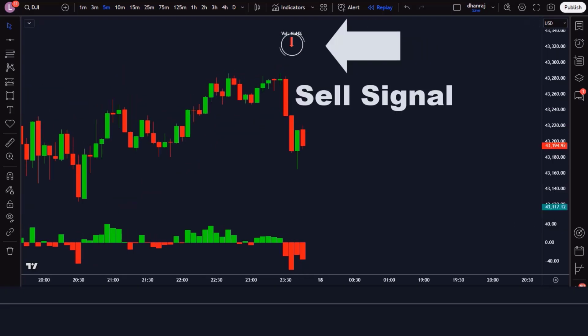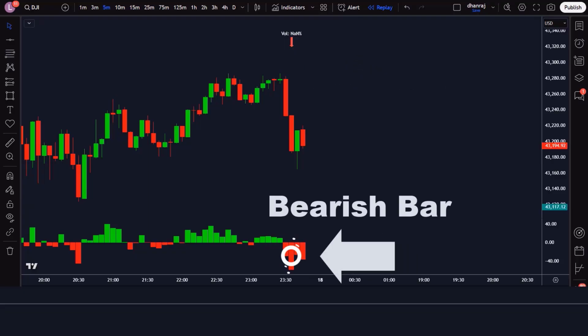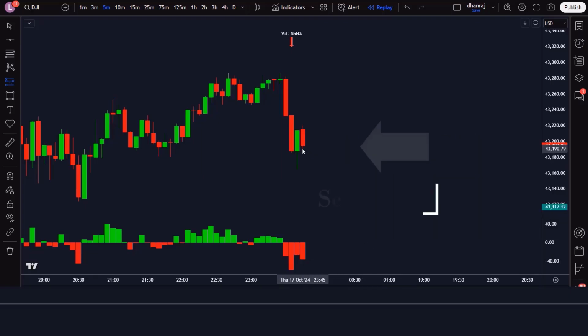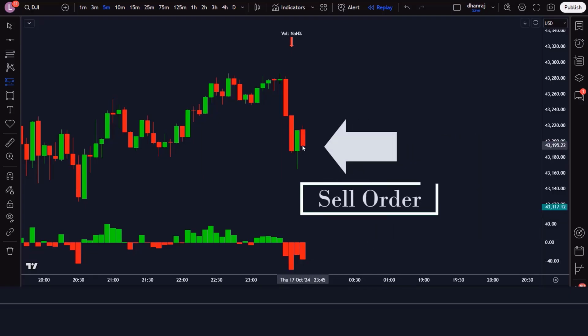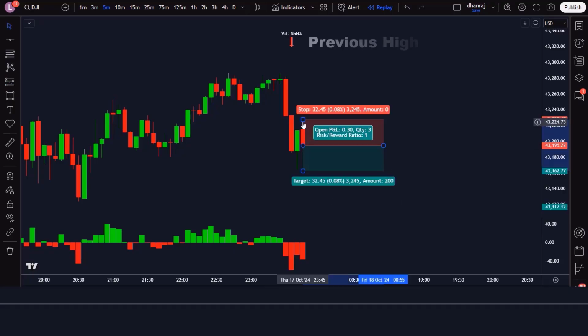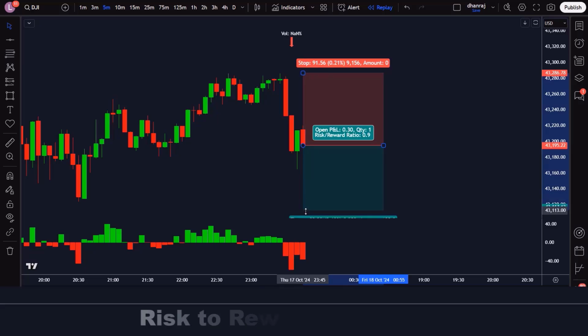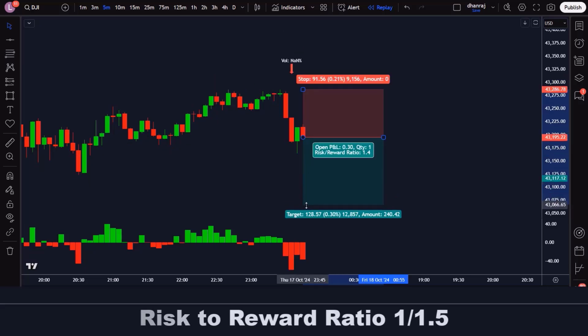When the Super Trend Plus Relative Volume Indicator gives us a sell signal, when the EMA Oscillator Indicator shows a bearish bar, and when the market forms a bearish candle, if this condition is fulfilled, then we will place a sell order. Our stop loss is to be placed at the previous high of the market. And the risk to reward ratio will be 1:1.5.